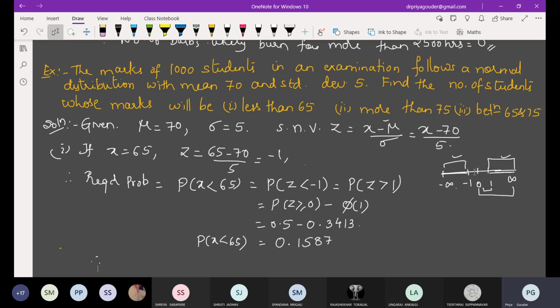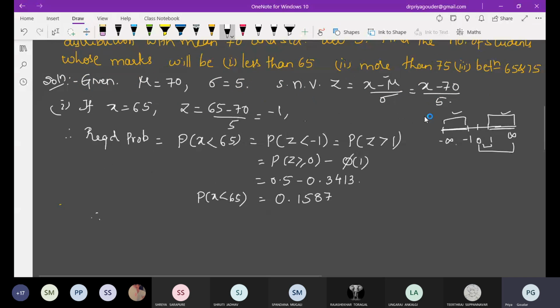What is being asked here? Read out the question. Is it the probability value or the number of students? Number of students. So what is to be done? This probability value should be multiplied with which quantity here? There are 1000 students. Yeah, multiply with 1000.